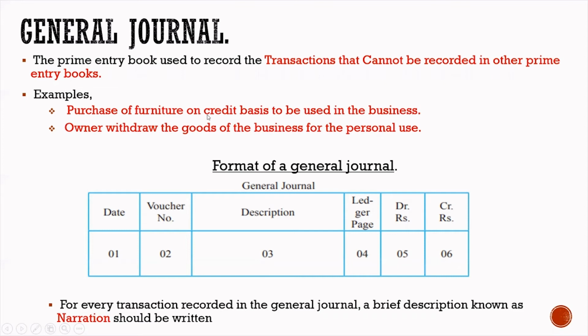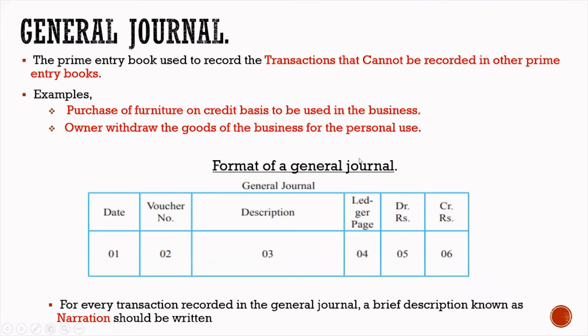If the owner withdrew goods of the business, could we make a sales journal entry? We cannot. The owner is the one who's withdrawing, so we have to use the general journal. Similarly, you're going to learn this in your next lesson: when we are rectifying trial balance errors also, we use the general journal to make entries.